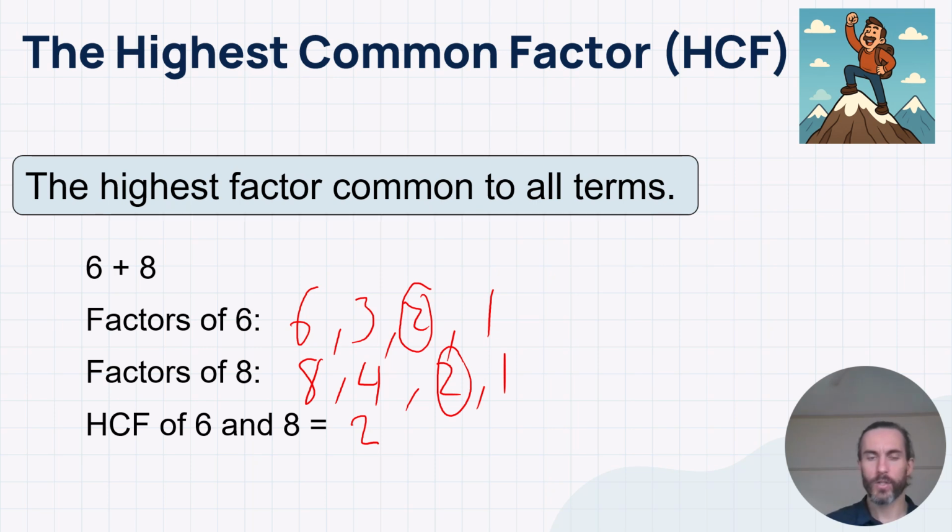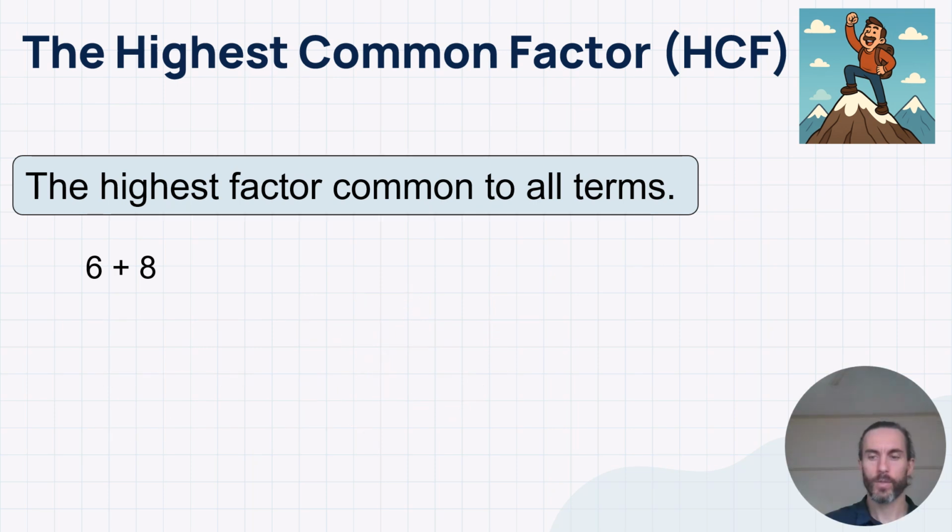And we actually have a special way of writing this. We write it like this. We write HCF and the terms in brackets that we're trying to find the highest common factor of, and that is 2.